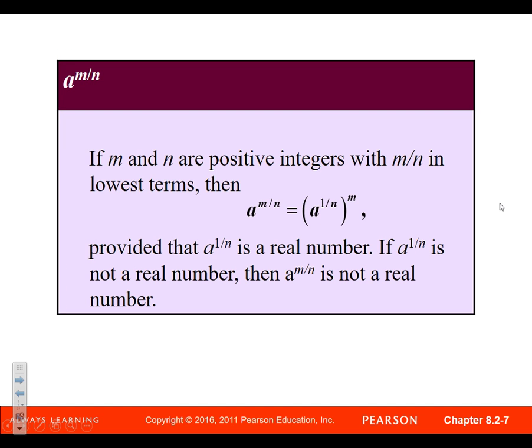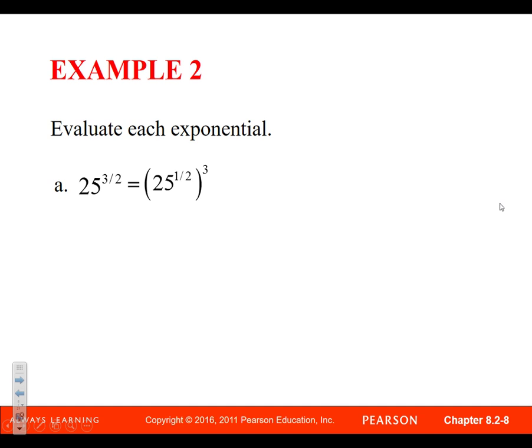So let's take a look at this here. In this case, we have 25 to the 3 halves, right? There's a couple things that you can do here. If you want to go straight to radical from here, that's going to be 25. Now remember, it's the power over the root. So this would be the third power and the square root. That's really what you're looking at.